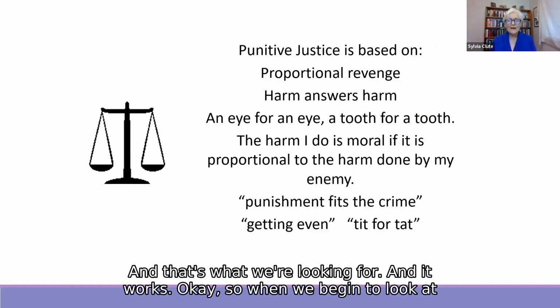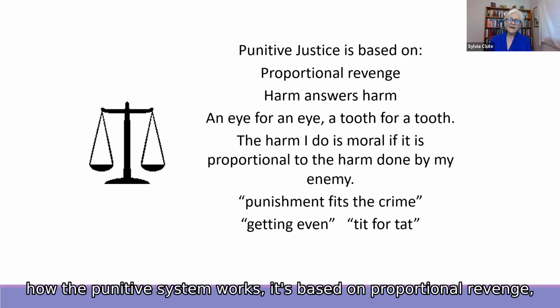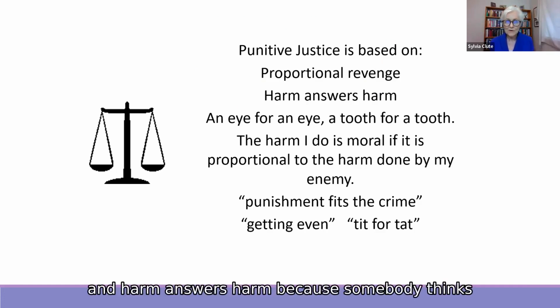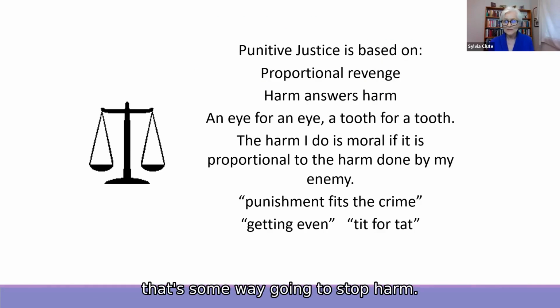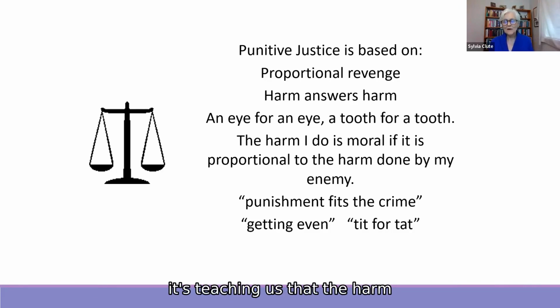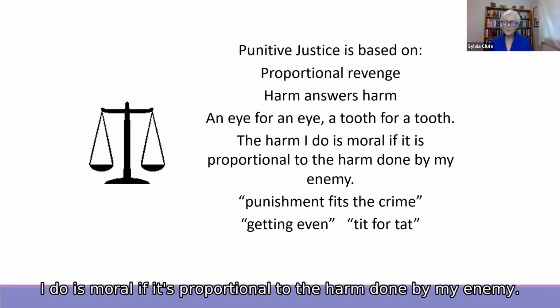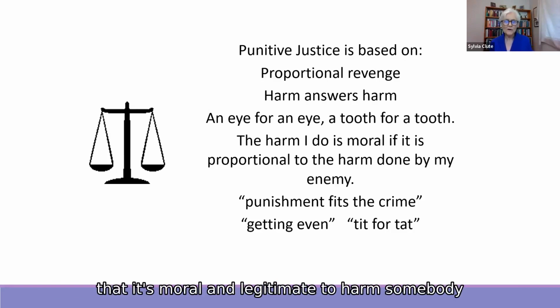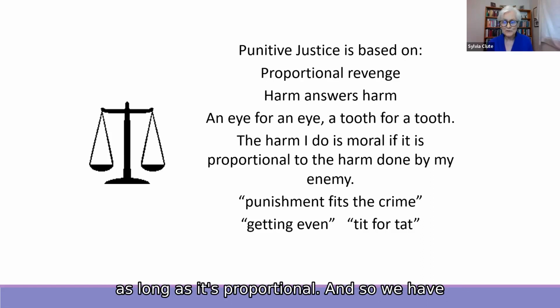And it works. Okay, so when we begin to look at how the punitive system works, it's based on proportional revenge, as I mentioned before, and harm answers harm, because somebody thinks that's somehow going to stop harm. And it's an eye for an eye, a tooth for a tooth justice. So it's teaching us that the harm I do is moral if it's proportional to the harm done by my enemy. So it's actually teaching us that it's moral and legitimate to harm somebody as long as it's proportional.